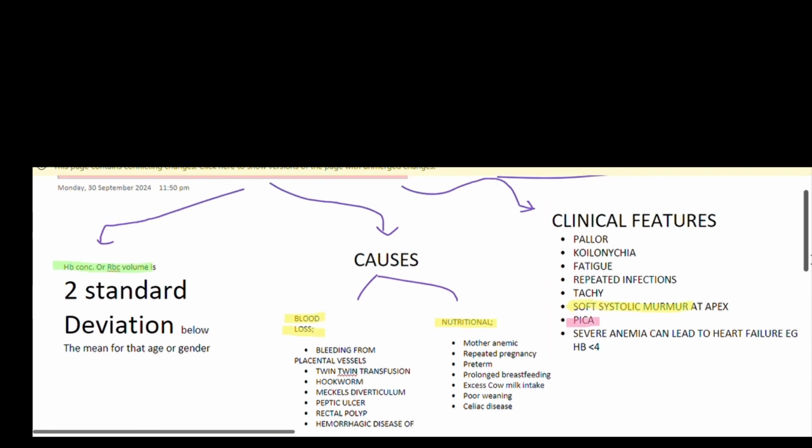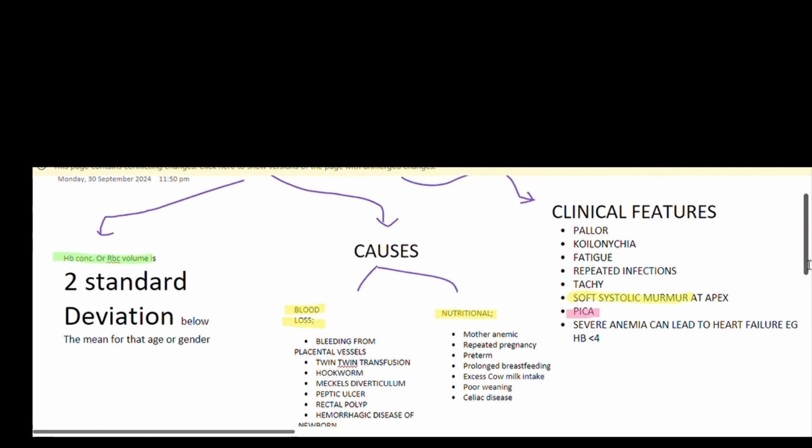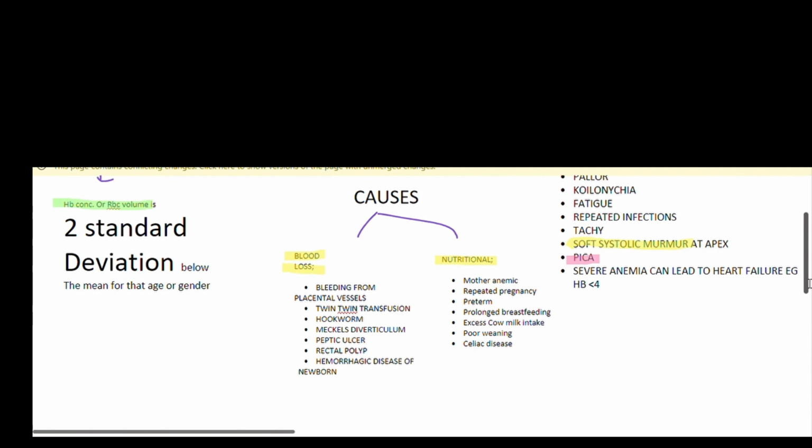There are multiple causes of iron deficiency anemia. Here we are going to specifically discuss the causes in children. We can categorize them into two types that lead to iron deficiency anemia. First is blood loss, and the second is nutritional cause.